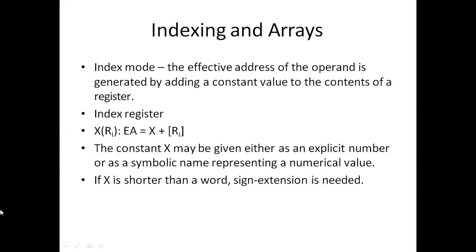Anyway, the definition you have given is correct. Okay. So indexing an array. Whenever this term index is there, of course, we are relating this to an array. Now, index mode means the effective address of the operand is generated by adding a constant value to the contents of the register. Now, in this register, effective address is X plus Ri. This constant X may be given either as an explicit number or as a symbolic name representing a numerical value.